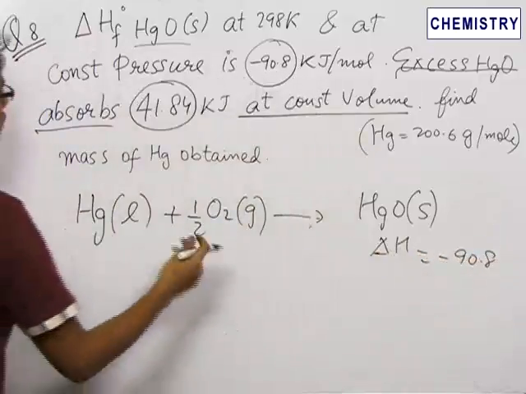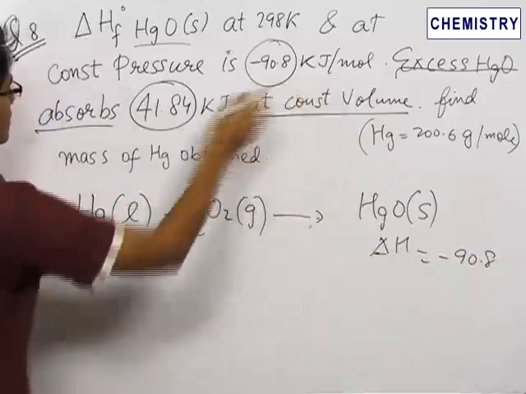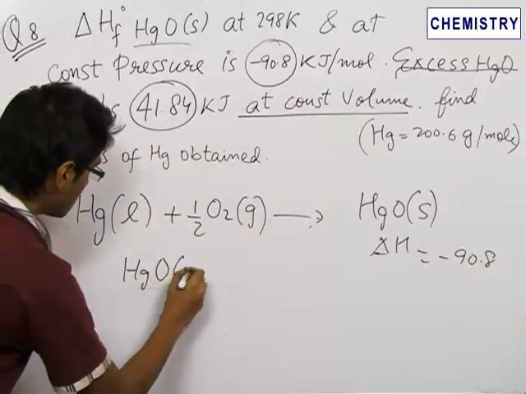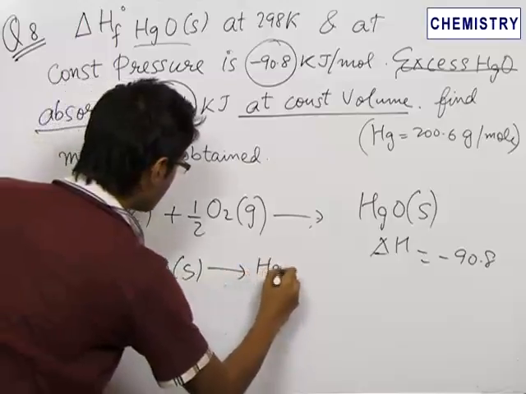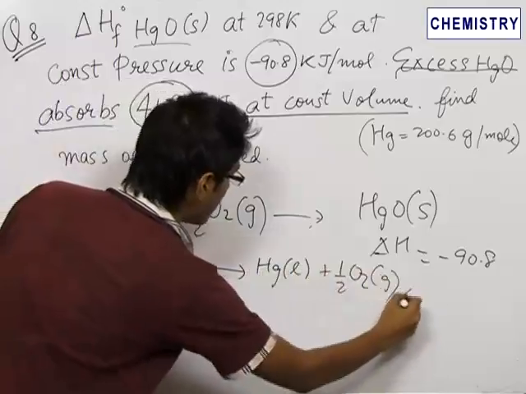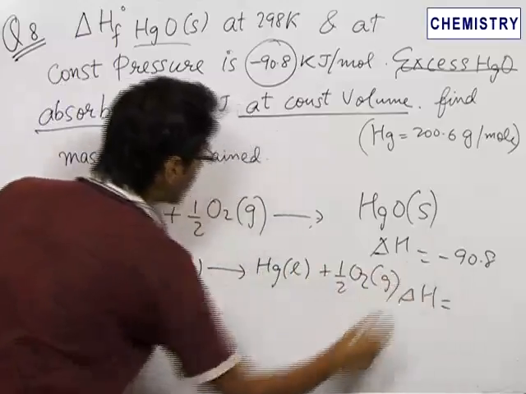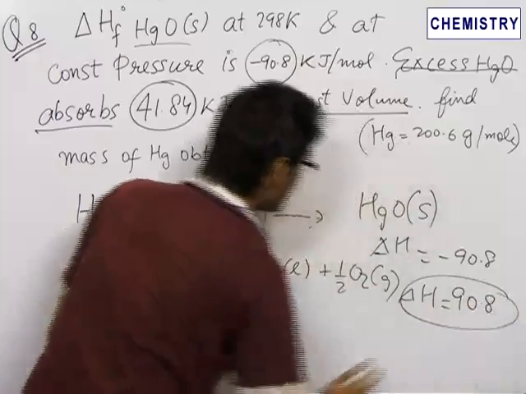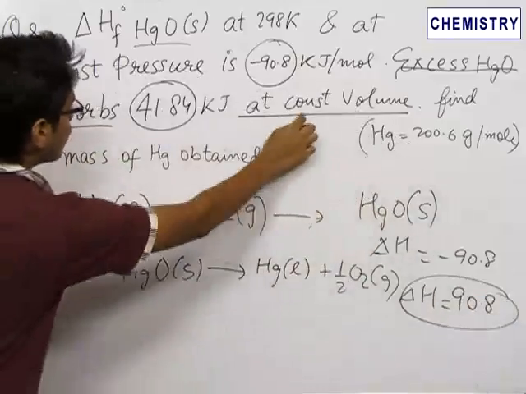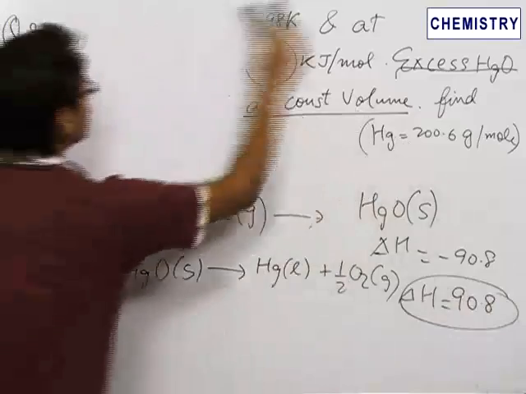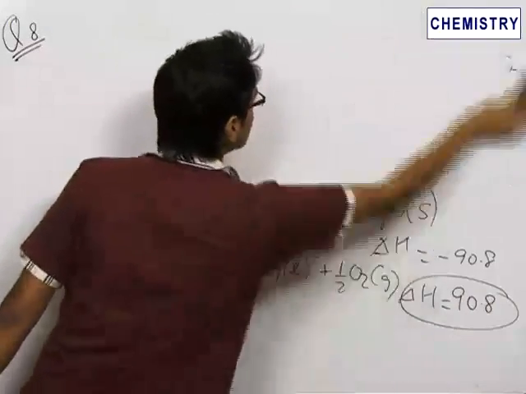Now since we are concerned for the reverse reaction, which is the decomposition of excess HgO into mercury, we reverse this equation to get liquid mercury and oxygen gas. The delta H for this reaction is very obviously the negative of the original delta H, which is equal to 90.8. But since this reaction is getting carried out at constant volume, we are not concerned about delta H, rather we are concerned about the delta E part.